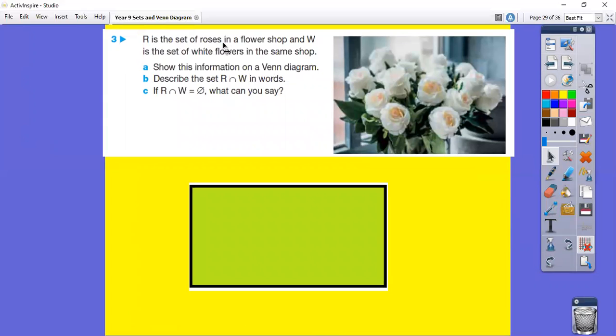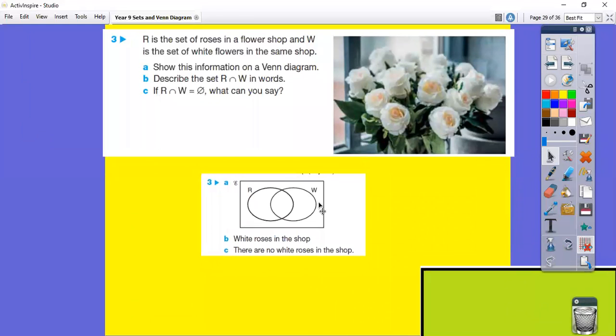Question 3. R is a set of roses in a flower shop and W is a set of white flowers in the same shop. Show this information on a Venn diagram. Describe the set R intersect W in words. And if W is an empty set, what can you say?